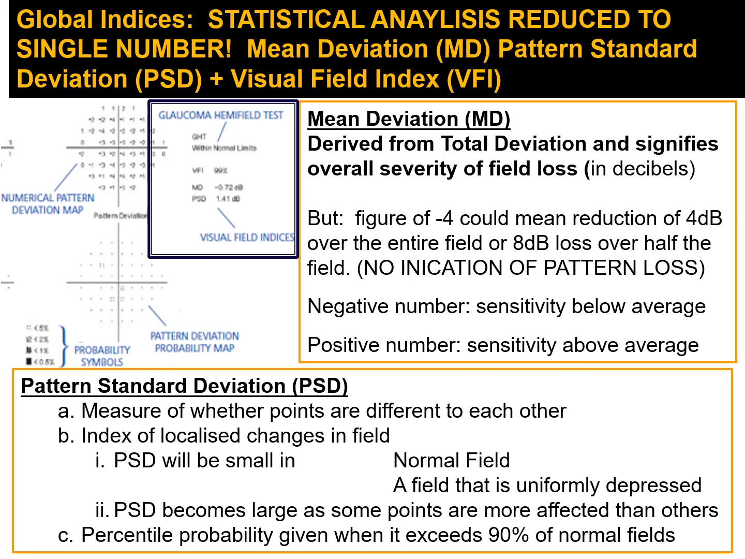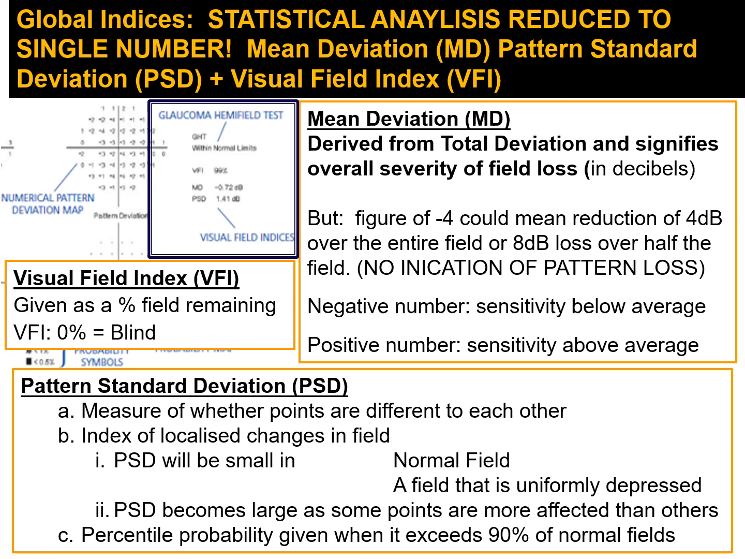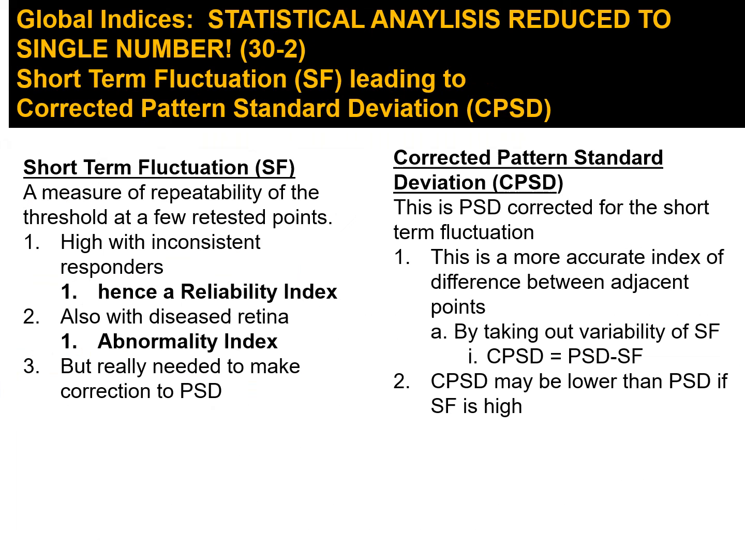So if it's cataract, only nuclear sclerotic, then the PSD will actually be small as well, which is okay, because we're looking for glaucoma here. But PSD becomes larger as some points are more affected than others. So percentile probabilities are given when it exceeds 90% of normal fields. And then we've got this visual field index where 0 is blind, basically. I don't think I use that very much.